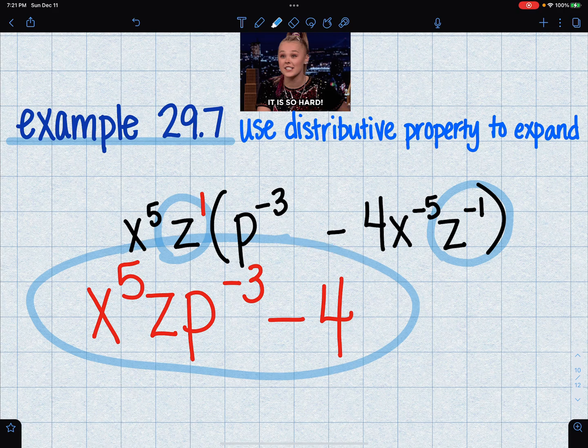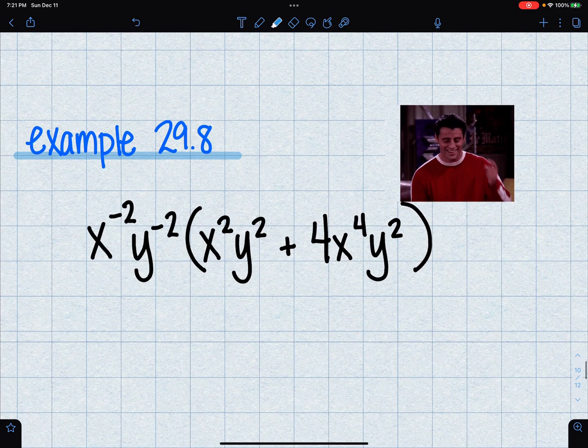This is as much as I can simplify, and that's the final answer. Cool. All right, let's do example 29.8.